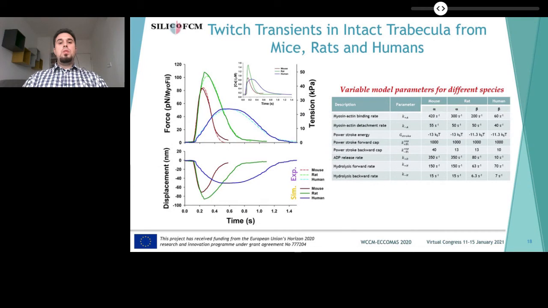This table shows MUSICO parameters that were different between species. The excellent fits of trabecula twitches were achieved with changes only in crossbridge cycle parameters. In the case of ADP release rate and hydrolysis forward and backward rates, values were assessed from the kinetic analysis of proteins in solutions, while myosin actin binding rates were estimated by fitting simulations to the experimental tension transients and reflect the slowing from alpha to beta myosin isoforms.